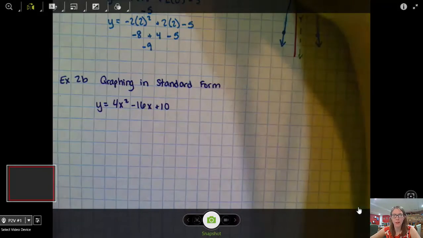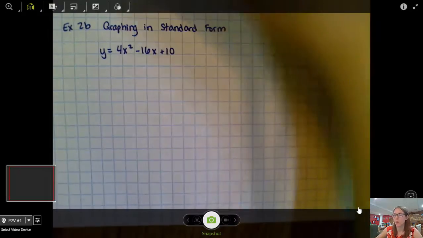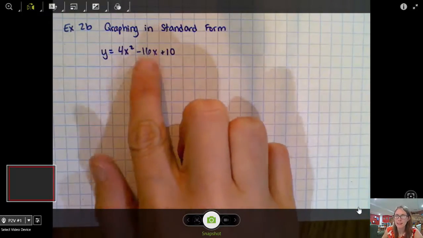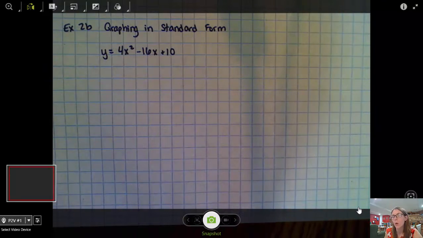B example of graphing in standard form, we are going to graph the function y equals 4x squared minus 16x plus 10. And just like in example 2a, we need to start off by finding our vertex.